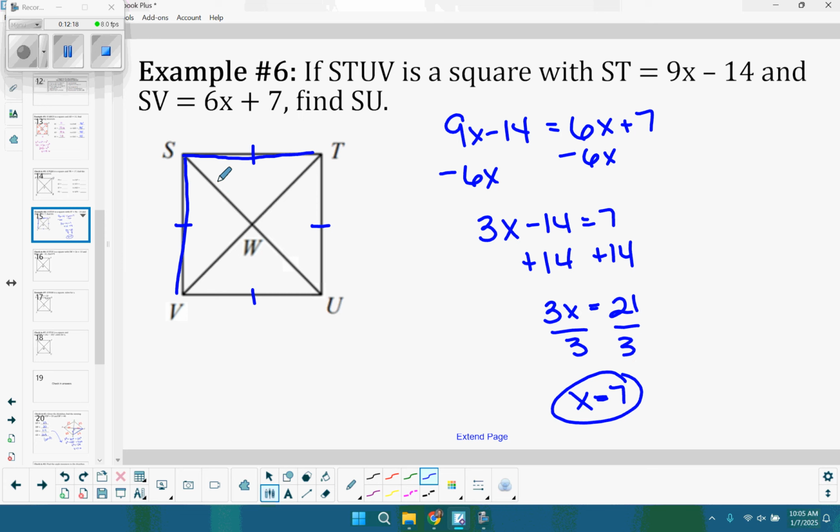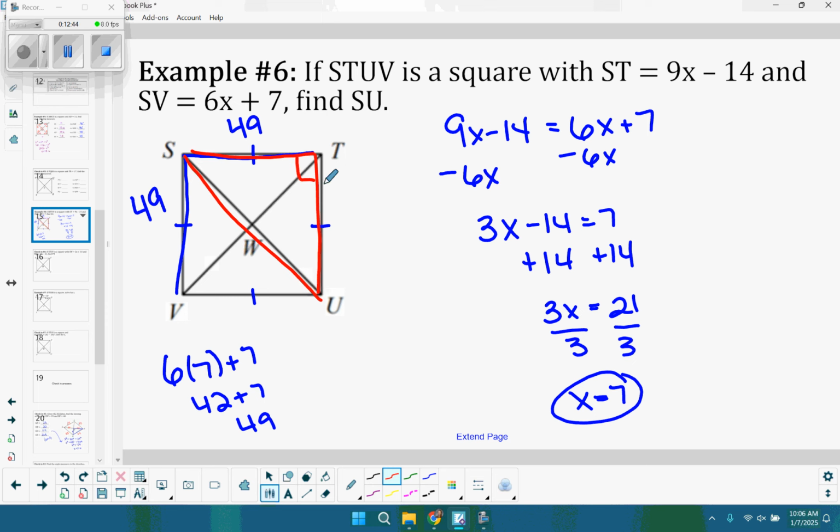So if x is 7, that means SV and ST and TU and VU are all, when I plug 7 in, let's say 6 times 7 plus 7, 42 plus 7 is 49. What they're asking us to find is SU, which is a diagonal. So the diagonal SU is part of a right triangle that has sides of 49, 49, and SU.